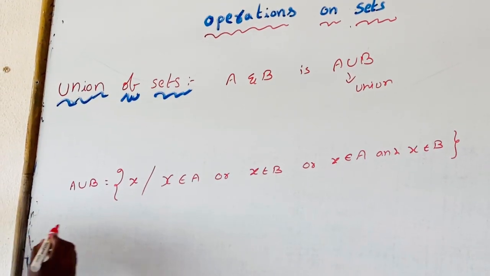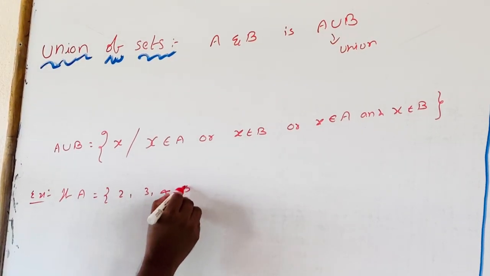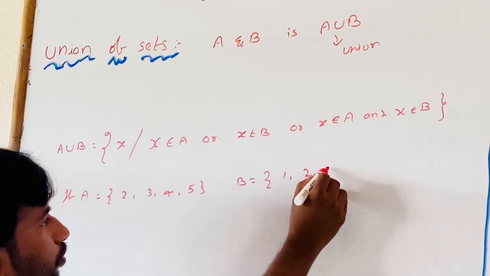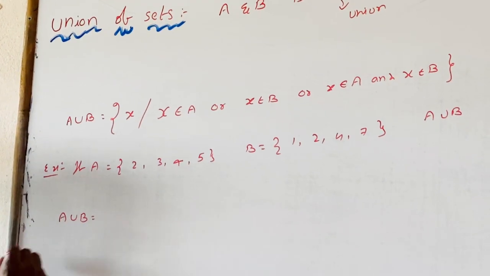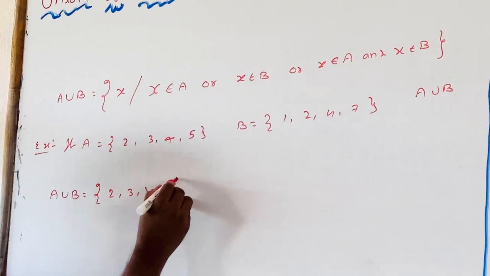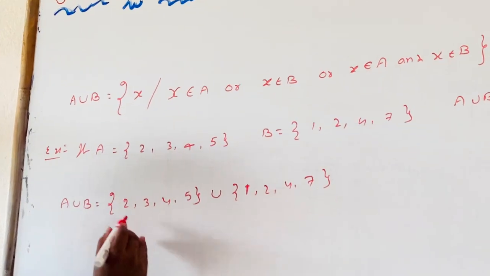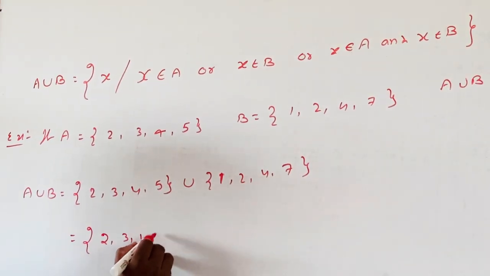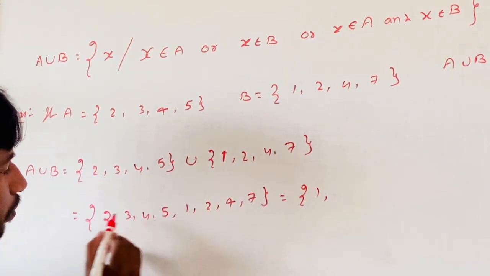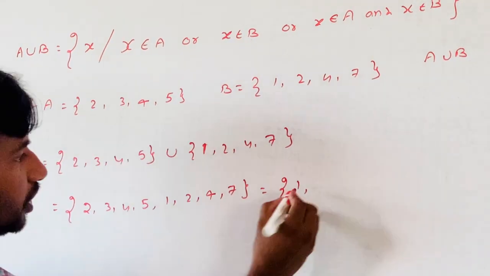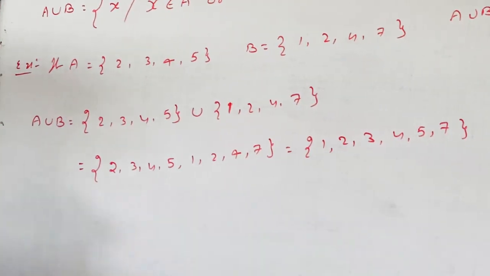For example, if A is {2, 3, 4, 5} and B is {1, 2, 4, 7}, find A union B. Here A union B is equal to first set A, 2, 3, 4, 5, and now set B, 1, 2, 4, 7. The combination of both sets' elements is 2, 3, 4, 5, 1, 2, 4, 7. Written in order, some terms appear twice, but in a set you write each only one time: 1, 2, 3, 4, 5, 7. Now, what is the Venn diagram of A union B?